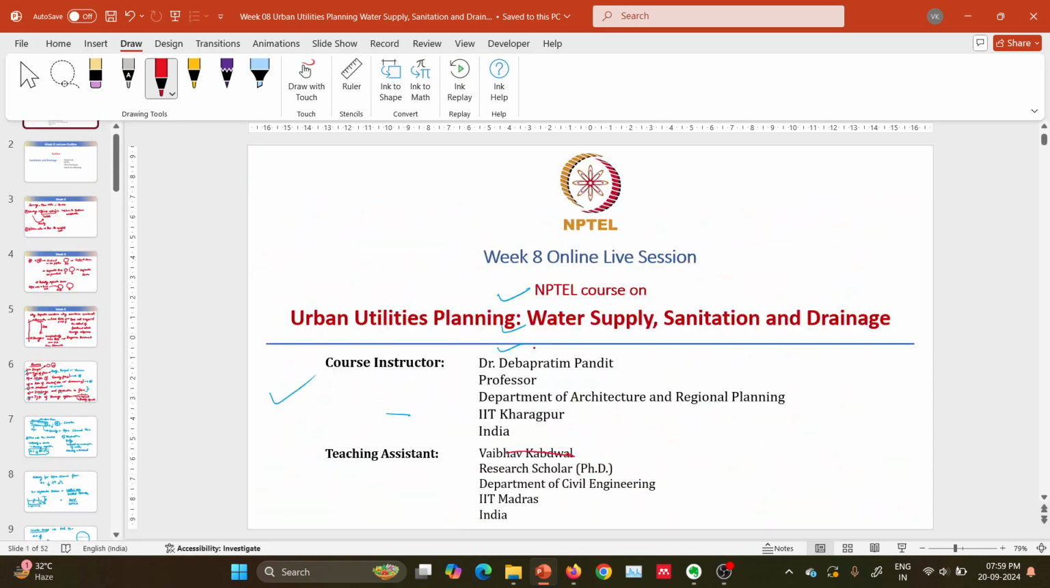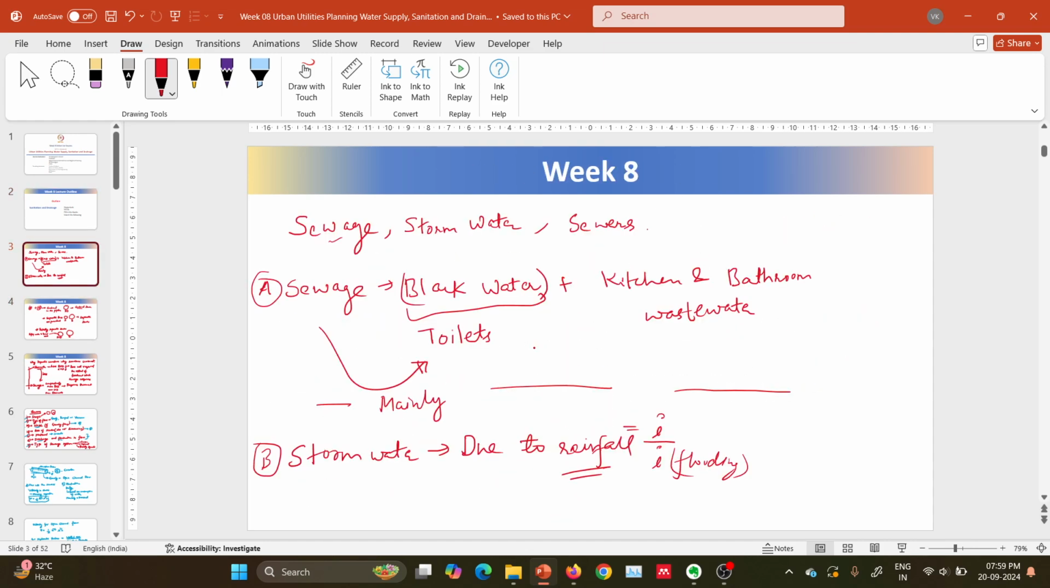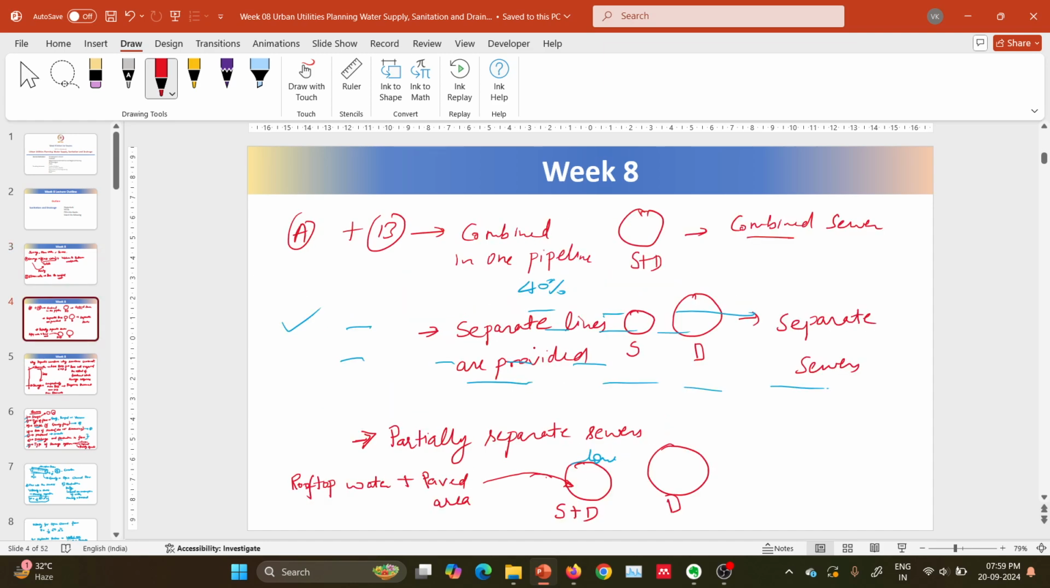So in this lecture we studied about sewage, stormwater and sewers. We know sewage has a main component, that is black water, from toilets, and it also includes kitchen and bathroom wastewater. The stormwater is mainly due to rainfall. And then we studied the types of sewerage system. There are three types. I will write it here.